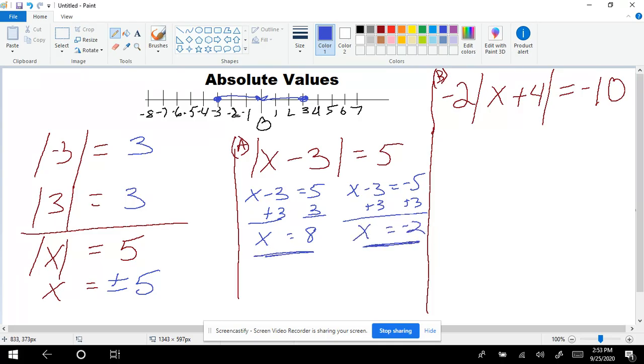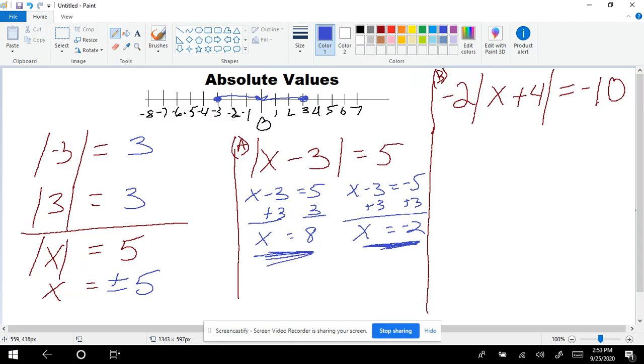Now, how can both of these be solutions? Imagine that we put 8 right there. 8 minus 3 is +5, and the absolute value of +5 is +5, so that one checks out. For the next one, -2 minus 3 is -5, and the absolute value of -5 is 5 as well. Both of them check out. Both of them are solutions.